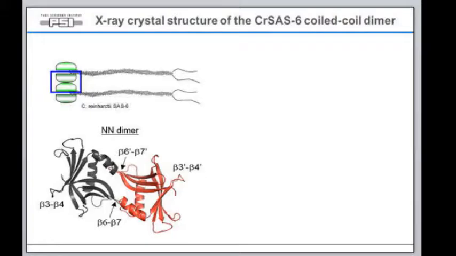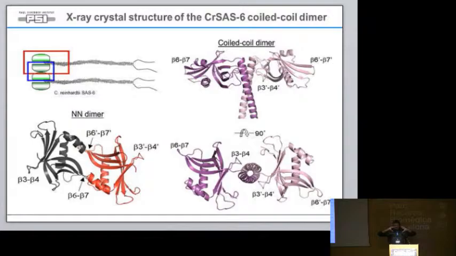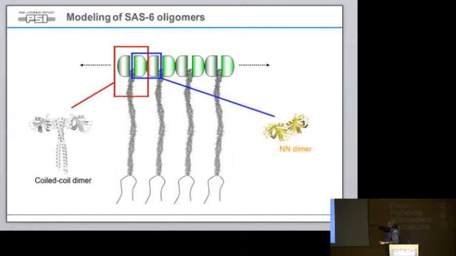So we succeeded now in crystallizing also a construct that contains part of the coiled-coil, but where this interface has been mutated in order to allow the protein to form crystals. We solved that crystal. We found indeed that it's a coiled-coil mediated dimer. So here you have a part of the coiled-coil domain. Here you have the N-terminal domains. The beta-6, beta-7 loop that mediates the N-N interaction are remote. And in this case, it's the beta-3, beta-4 loop in this region here that makes contacts with the coiled-coil to maintain this domain in a particular configuration. So what we have now is the structure of the coiled-coil mediated dimer and the N-N dimer.